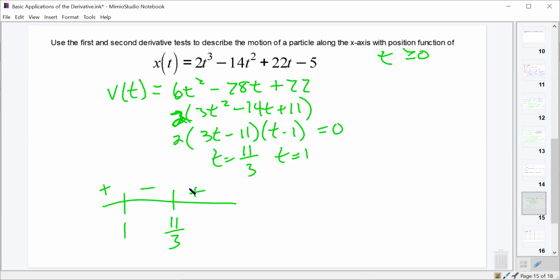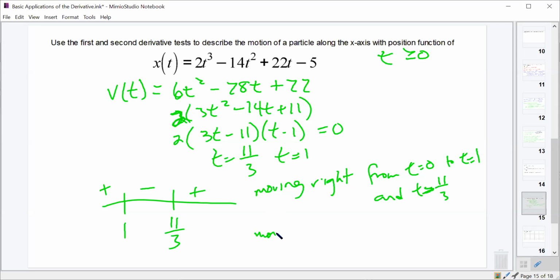So we would say that it's moving right from t equals 0 to t equals 1, and for t greater than 11/3. And we would say it's moving left from t equals 1 to t equals 11/3. Everybody good with the right and left aspect of it?